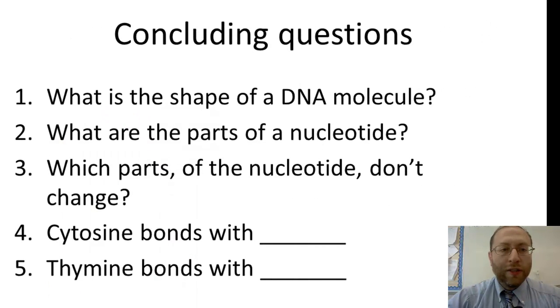Now we're up to the concluding questions. Number 1, what is the shape of a DNA molecule? Number 2, what are the parts of a nucleotide? Number 3, which parts of the nucleotide don't change? Number 4, cytosine bonds with blank. And for that, put down the nitrogenous base the cytosine bonds with. Number 5, thymine bonds with blank. And for that, put down the nitrogenous base that thymine bonds with.